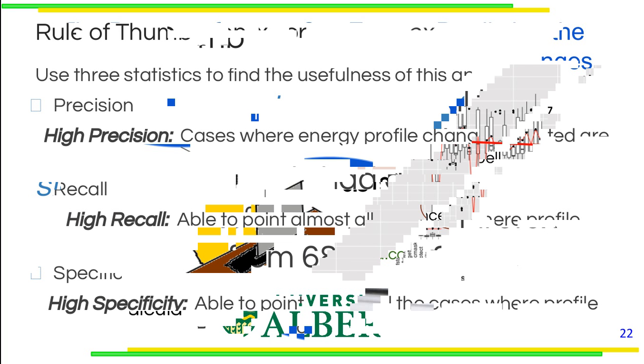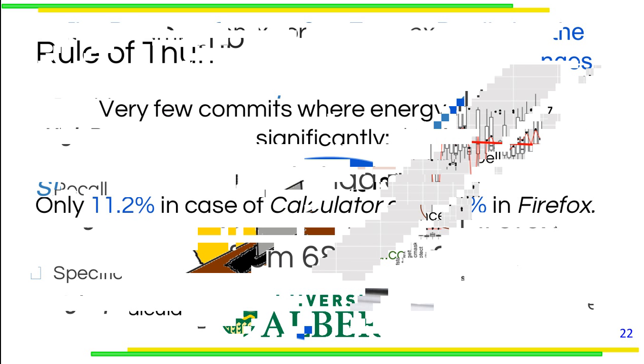So why is specificity involved, and why is it important? It's because very few commits lead to significant energy change in the application's energy consumption. For example, in case of calculator, we had only 11% such cases. In case of Firefox, we had only 6% such cases. High specificity only considers those cases where the energy consumption hasn't changed significantly, so it would cover the majority of cases, because in most of the cases there is no change in energy. So high specificity would help us. High specificity would mean quite high accuracy for our rule of thumb.